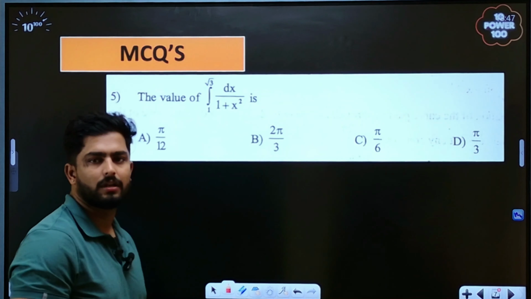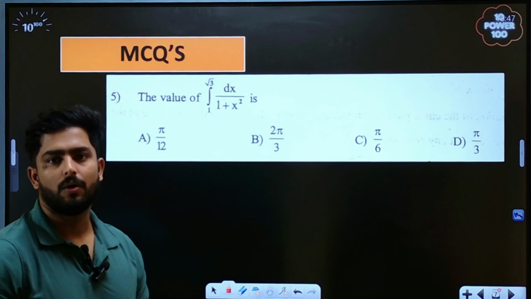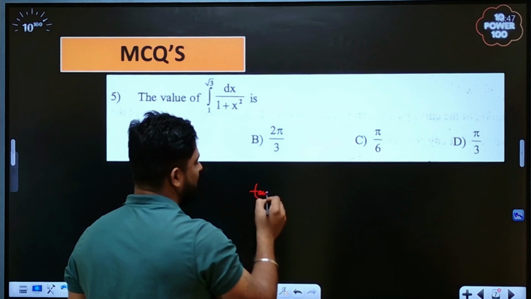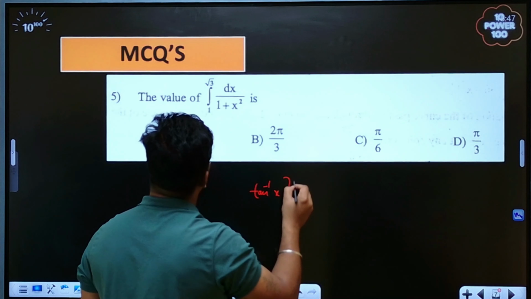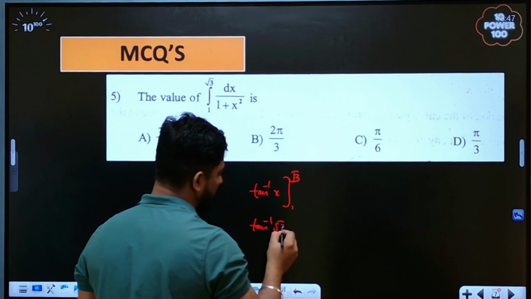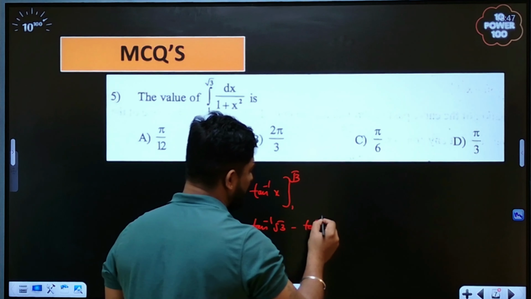Next one. Integration of 1 by 1 plus x square with limits 1 to root 3. Integration of 1 by 1 plus x square is very simple. It is tan inverse x with limits 1 to root 3, right? So let's apply the limits. Tan inverse of root 3 minus tan inverse of 1.